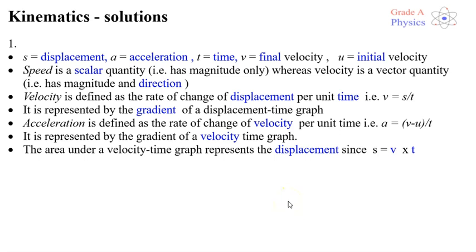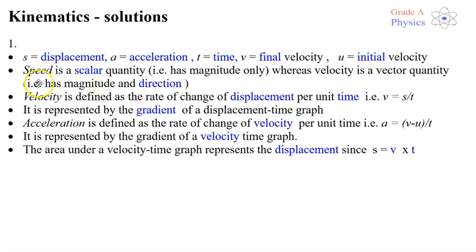Right, these are the solutions to the kinematics question. So first off are, as always, the definitions and also the symbols, because you're given 95% of the formula, but a lot of exam boards do not tell you what the symbols mean. So S means displacement, that's really important. A and T should be straightforward, acceleration and time, and then V is final and U is initial velocity.